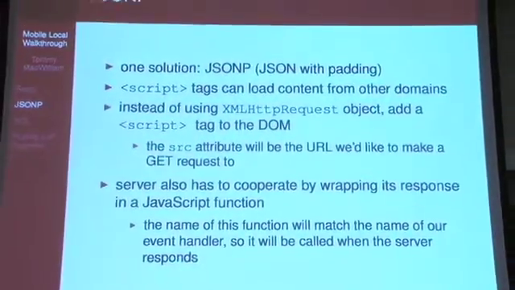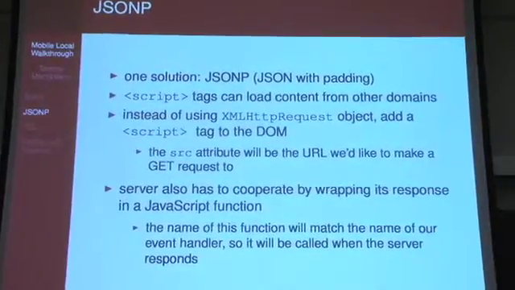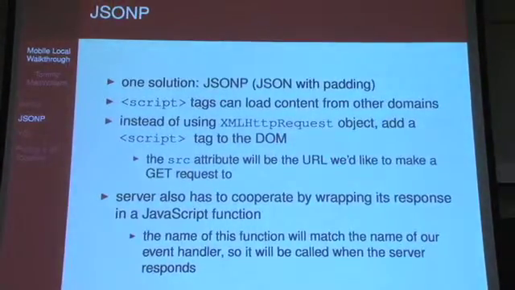So instead of using this AJAX object, or XMLHttpRequest, which is the underlying object used by jQuery's get and getJSON, let's instead add a script tag to the DOM, because we know that this can access another domain. So the source attribute, or what file is being loaded, is going to be equal to whatever the request we want to make. So if we were going to make a request to news.google.com, we're now saying script source equals news.google.com, and then whatever else.